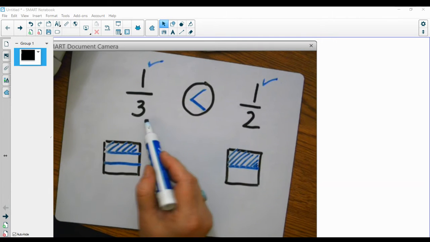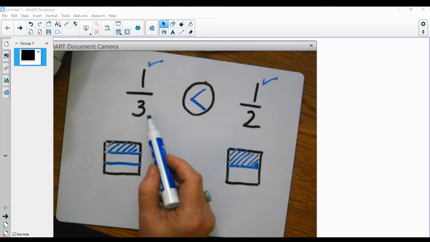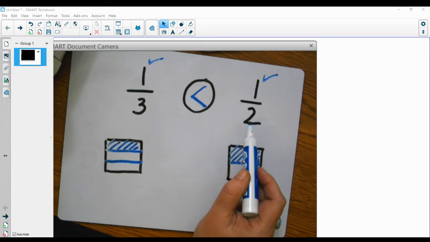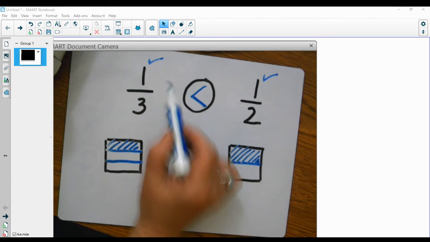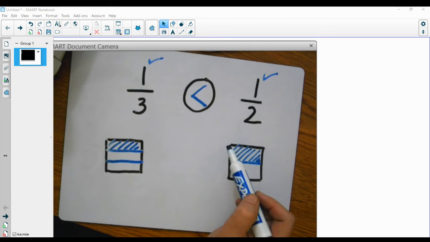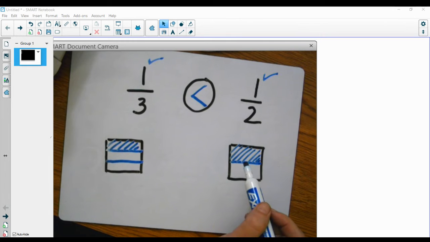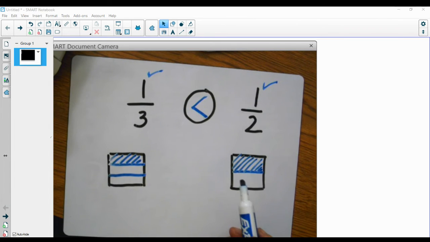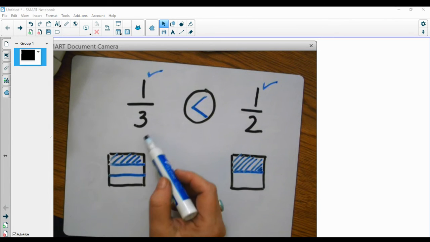And that is how you want to read a comparison statement. You read from left to right, just like you would with a book, okay? So 1/3 is less than 1/2, okay? So the rule of thumb when you are comparing fractions with the same numerator is that the denominator is going to tell you which is bigger.